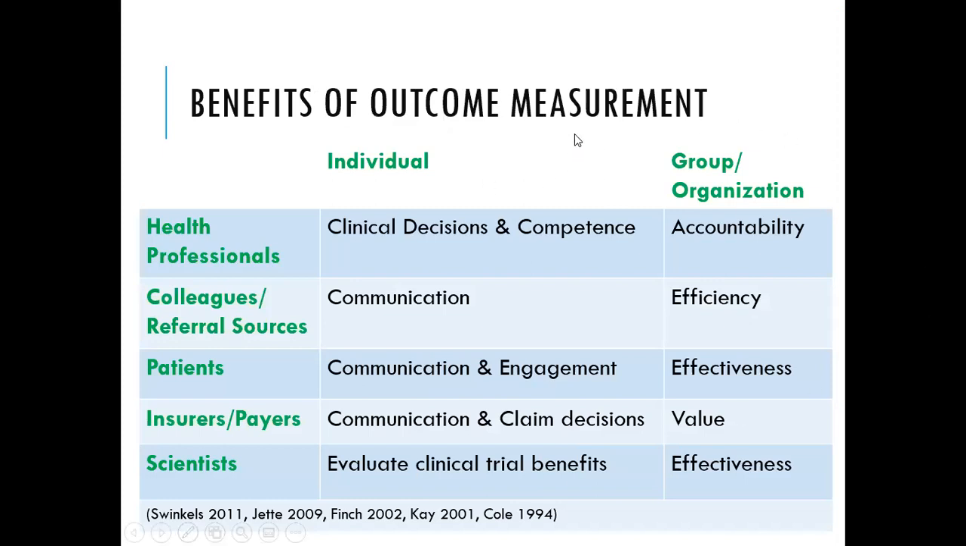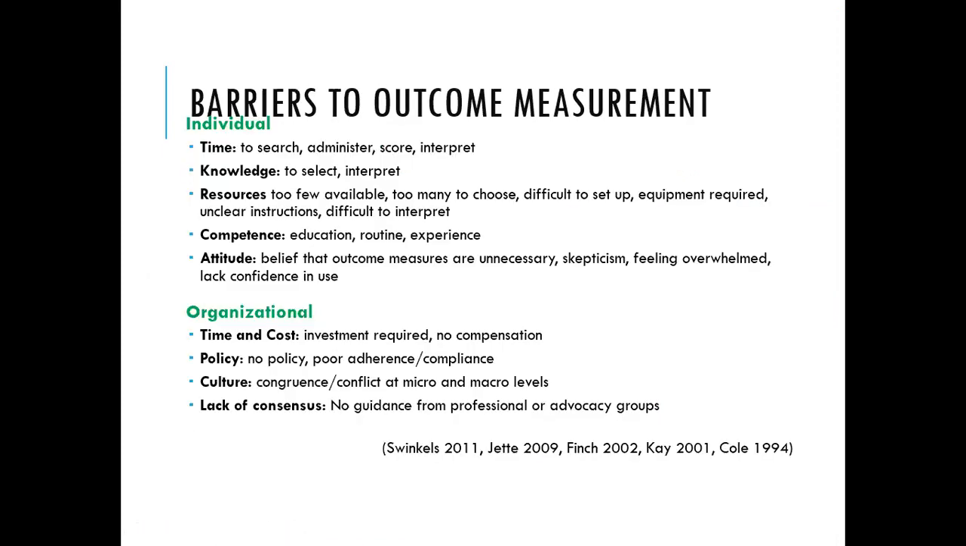What are the various benefits of outcome measurements for health professions? Individually, it tends to help us in clinical decision and competence, and for a group, it tends to have accountability. For colleagues or referral services, it acts as a communication medium, and for an organization, it increases efficiency. From a patient's perspective, it helps in communication and engagement, and for organizational value, it tends to have effectiveness. For an insurer or a payer, communication and claim decision is done, and for a group or organization, it is value, and for the scientist, it tends to evaluate the benefit and check the effectiveness.